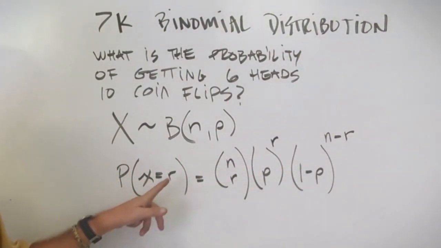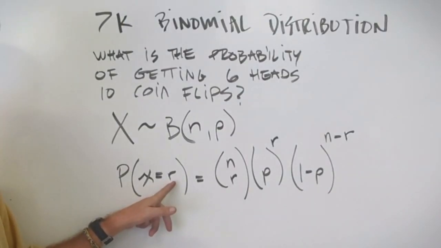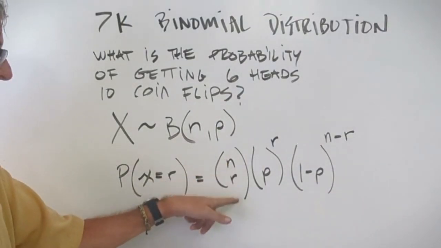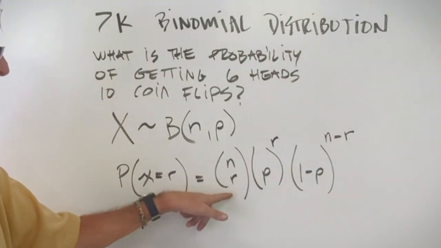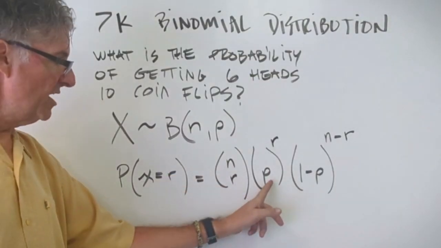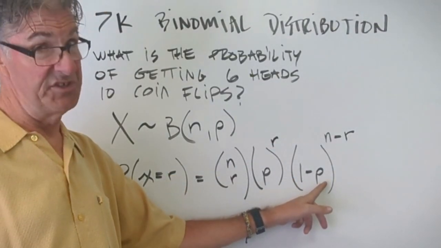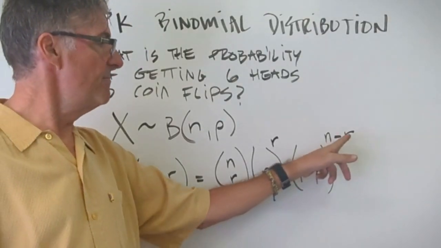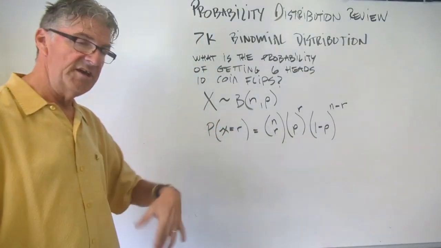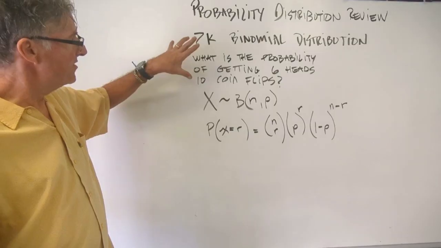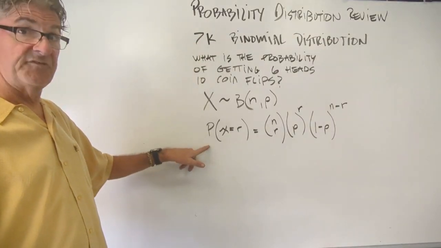The probability that little x equals r. Little r is the number of successes. Here's our combinatorics term, we know that's 210 n r. Probability of success to the r, times 1 minus the probability of success, which is the probability of failure, to the n minus r. So go ahead, pause the video, and do a plug-in step with our scenario using this formula.